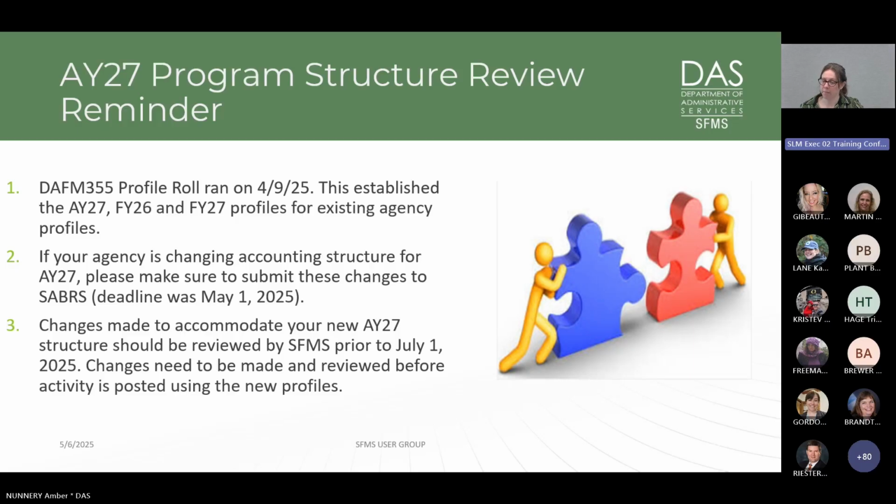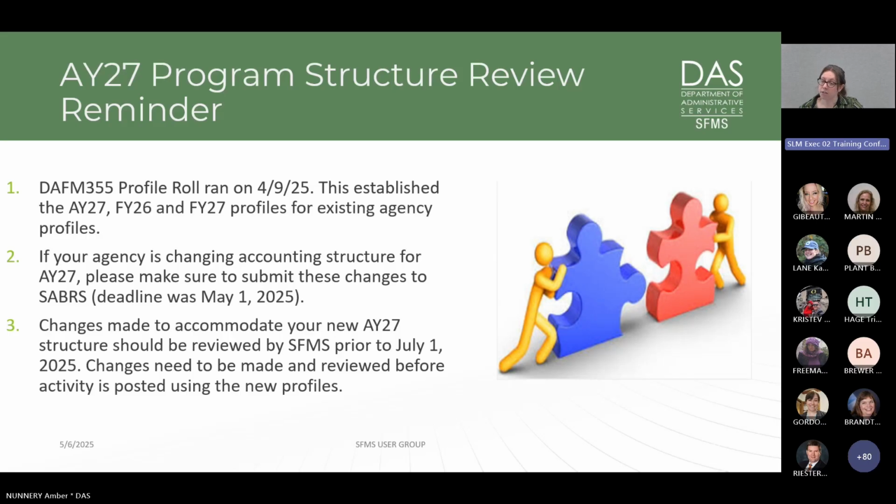Really, what I'm focused on here is agencies that are changing your structure from AY25 to AY27. If you're going to have the same program codes and PCAs in AY27 as you had in AY25, you don't need to worry about this. This does not apply to you. This is just for agencies that are changing things with their program structure. It could be you're reorganizing things. It could be a new bill, new legislation that's requiring you to set up a new program.